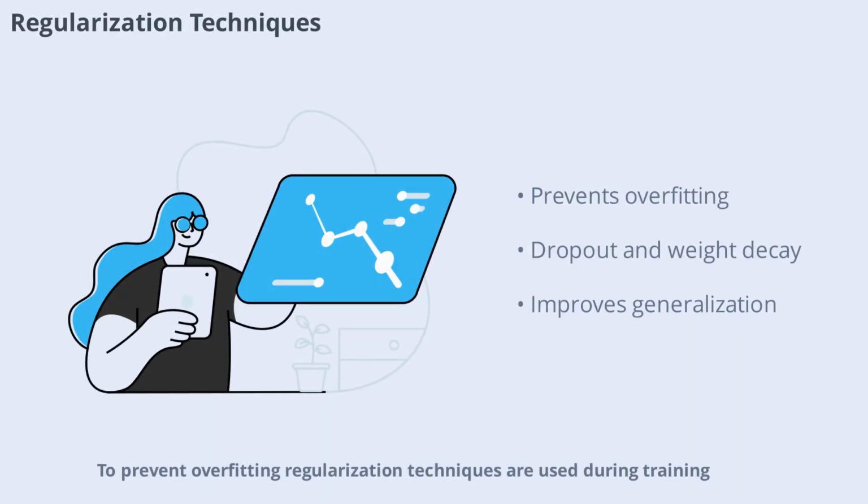To prevent overfitting, regularization techniques are used during training. Methods like dropout randomly deactivate parts of the network, forcing the model to learn more robust features. Other techniques include weight decay and early stopping. Regularization helps ensure the model performs well on new, unseen data, making it more reliable in real-world applications.